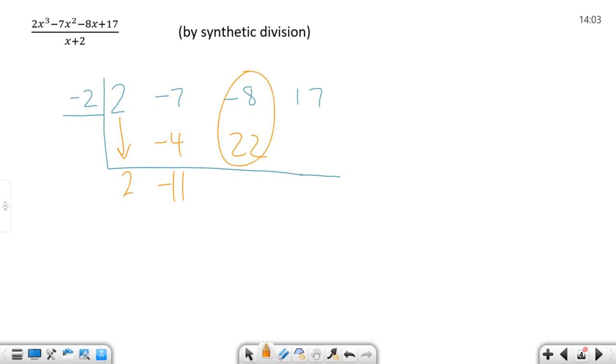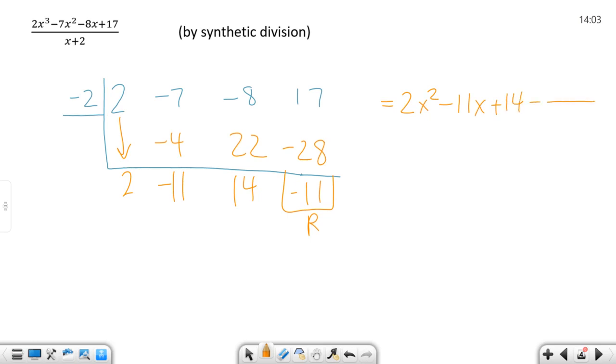What is negative 8 plus 22? That's going to be a positive 14. Then we take negative 2 times 14 and get negative 28 and put it here. So we have negative 28 and 17 is going to be negative 11, right? They're different signs. We subtract them and keep the sign of the larger. So then this is going to give me 2x squared, right? This was x cubed. We divided by x, so now that's x squared. So then that's going to be minus 11x plus 14, and then again, my remainder is negative, so 11 over what I divided by to start with is x plus 2, and that is my final answer.